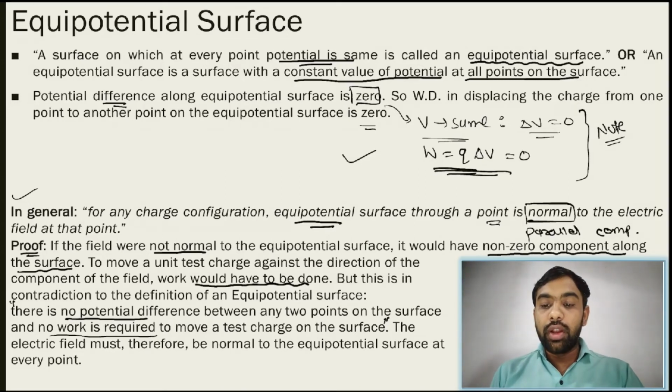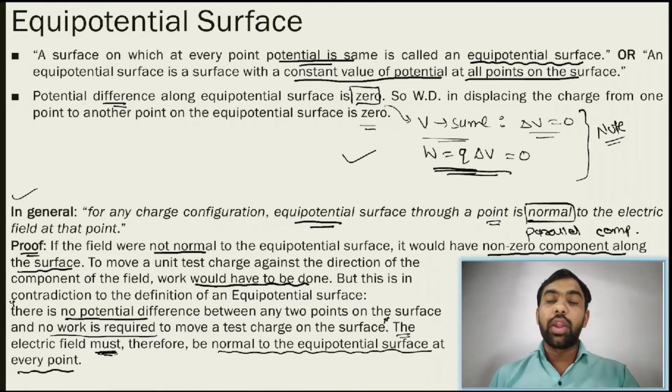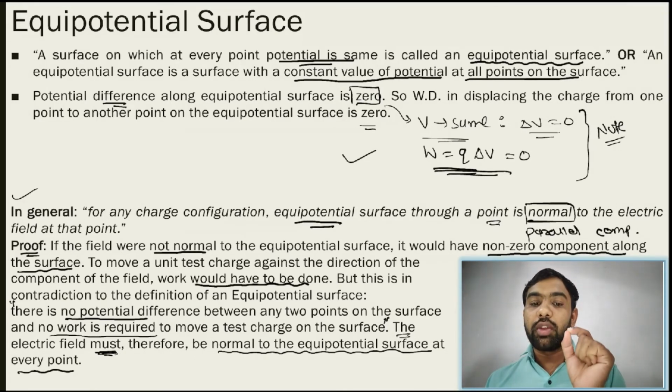So the electric field, you must note, must therefore be normal to the equipotential surface at every point. You can say that at each and every point on the equipotential surface, the electric field is perpendicular to the surface. Electric field is perpendicular to the surface.